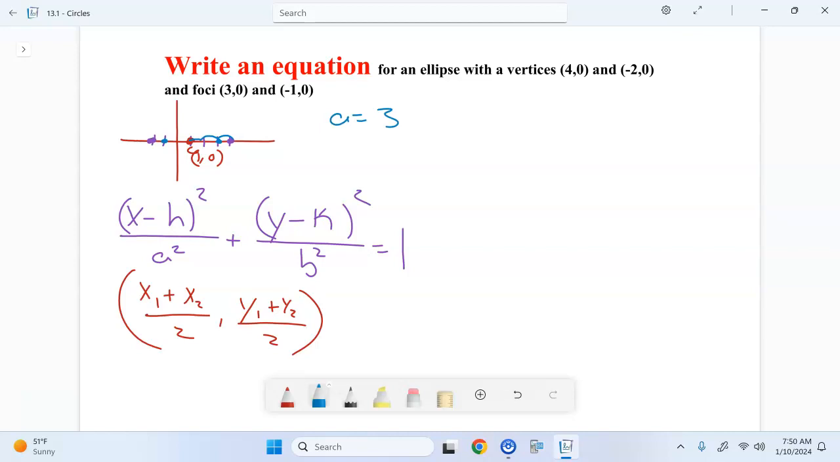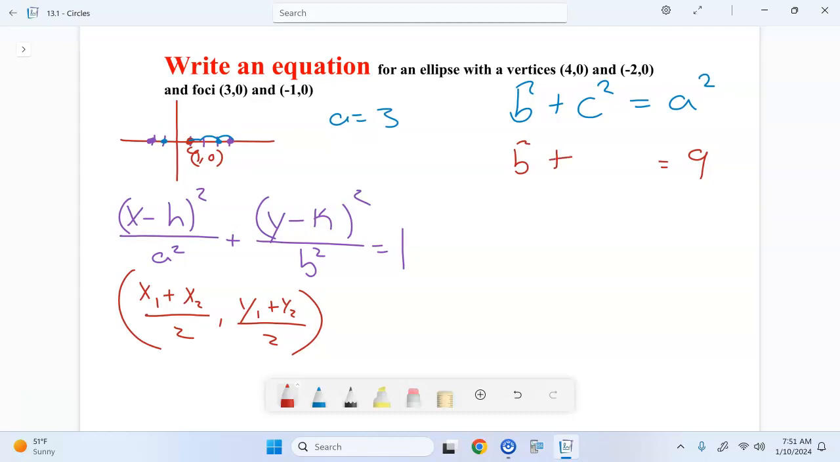All right. Where do we get B from? What does B tell us? The covertices. Are we given the covertices? No. So we have to use something else to find our B value. What else can we use to find our B value? The Pythagorean relation. So we can use our B squared plus C squared equals A squared. Okay, well we've got A, so that gives us 9. We need to solve for B.